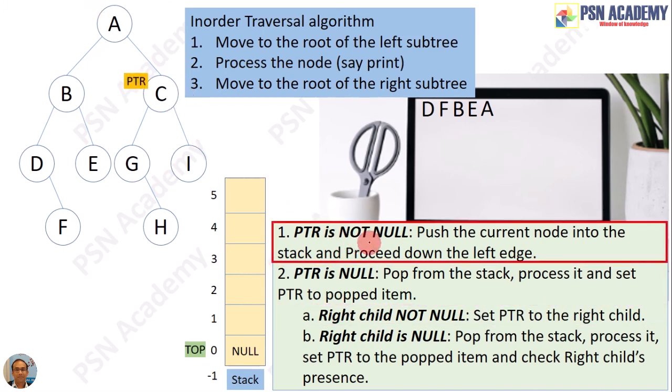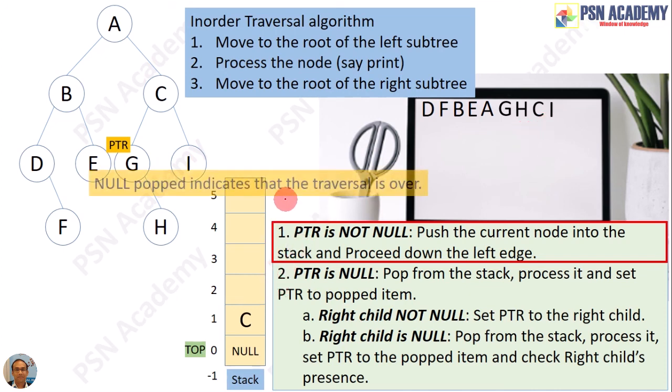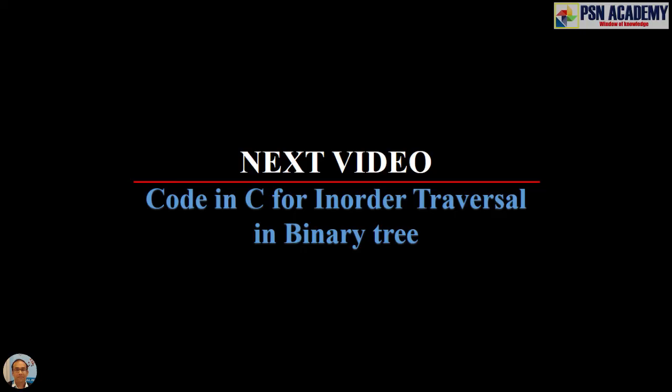PTR is not null again, so push C into the stack and PTR drops down to G. In this way you proceed and these will be printed on the screen. After I has been processed, null will come out of the stack and it indicates that your traversal is over. You can do the rest of the steps and see whether the printing is done like this or not. In the next video, I will show you how to write code in C for Inorder Traversal in binary tree.